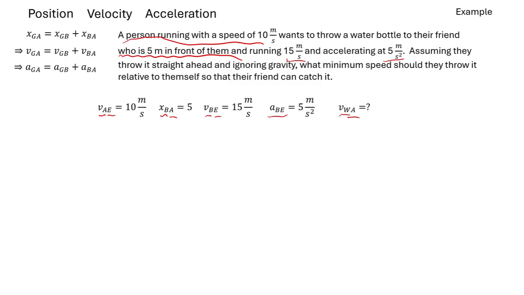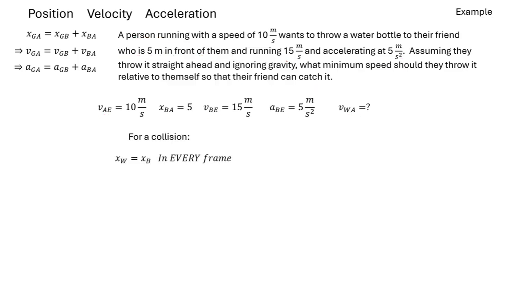So you see the issue here. One of the reasons this problem is so hard to read is because there's so many reference frames. So what we want to do is pick one reference frame and stick with it. And a clue about which reference frame to have is this is actually a problem about collisions. They want to throw it so their friend can catch it. And I'm going to tell you that that's a collision. And for a collision, this is the big idea. The final position of the water bottle has to equal the final position of person B, and that is in every single frame. That is not something that's frame dependent.